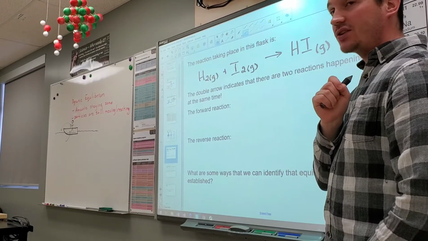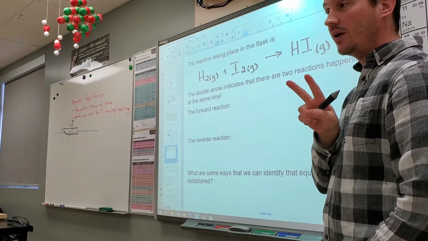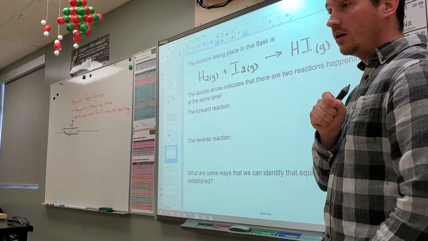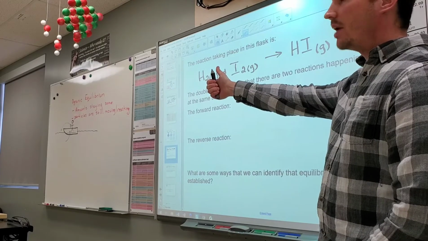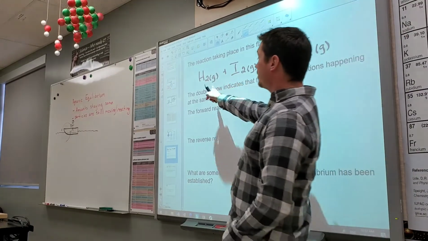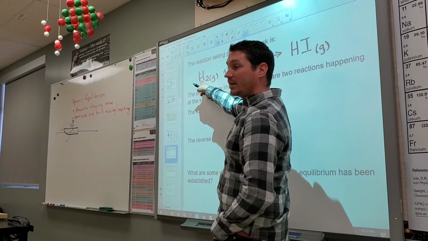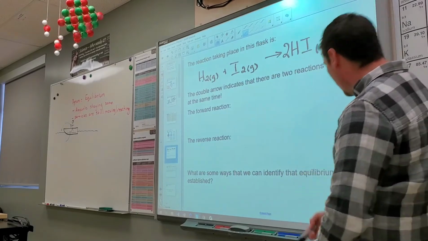Every chemical reaction should always obey 2 laws. Does anybody know what those 2 laws are? Sky, give me one. The law of conservation of mass. You cannot destroy matter, right? If you've got 2 hydrogen atoms at the beginning, how many do you have to have at the end? You have to have 2 hydrogen atoms at the end.